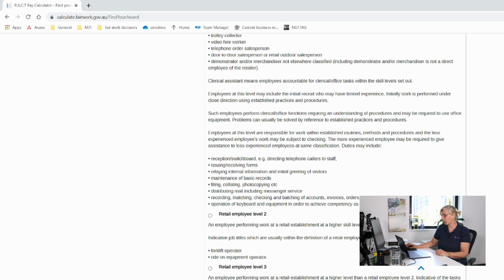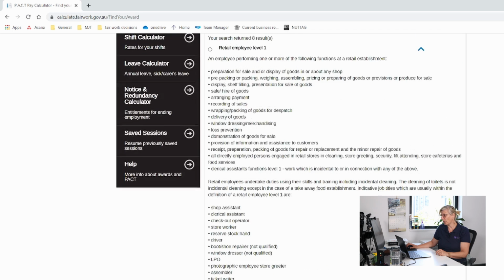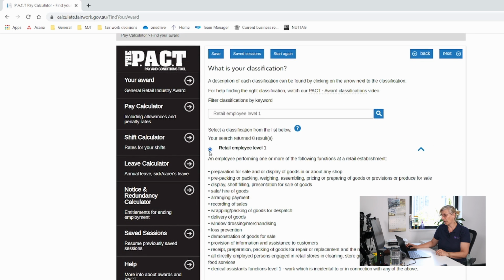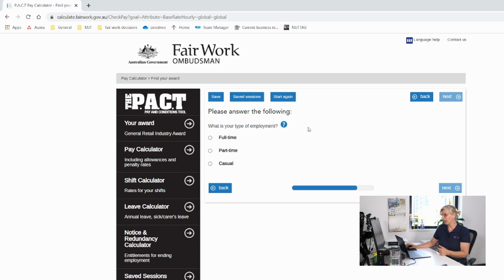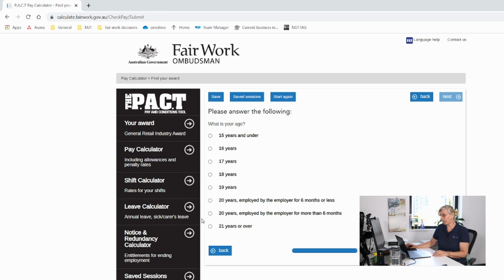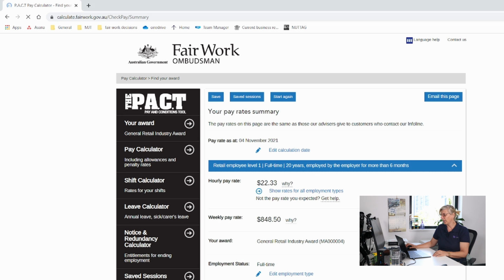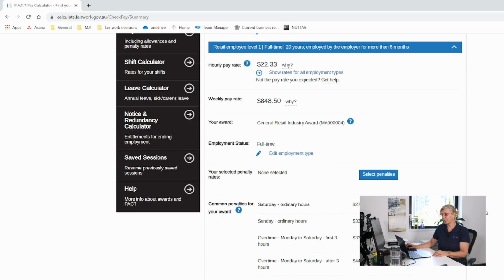We're going to say level 1. I'm working in a shop, that's all I do. It's nothing complicated, I just have to deal with customers all day. So I'm just going to press next. I'm going to be a full-time employee, but of course this would make a difference as to whether you're casual, part-time or full-time. I'm going to say that I'm 20 years old and I've been there for more than 6 months. And if I just press next, it's going to come up with my pay rate.